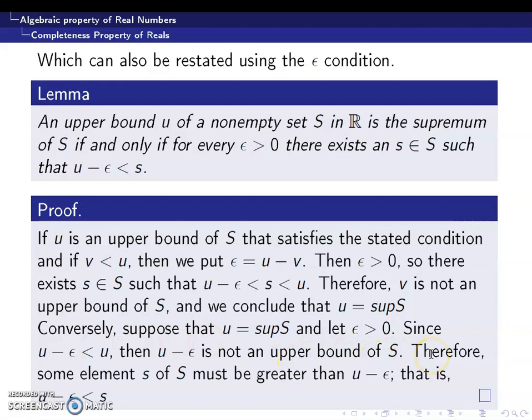So what does that mean? That means that in between U minus epsilon and U, there is always an element S which belongs to the set. Since U is an upper bound and U minus epsilon is not an upper bound, in between U minus epsilon and U, there should always exist an element S which belongs to the set, which is the given statement. So in between U minus epsilon and U, there is always an element S which belongs to the set whenever U is the supremum.